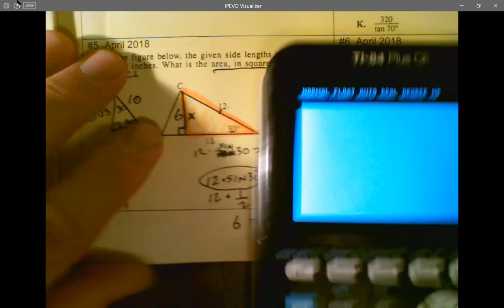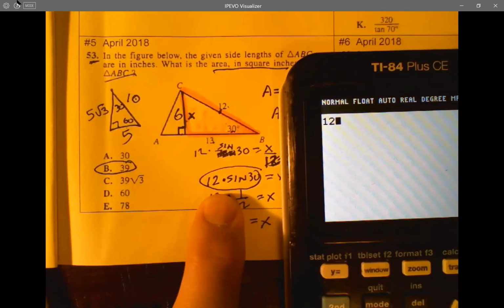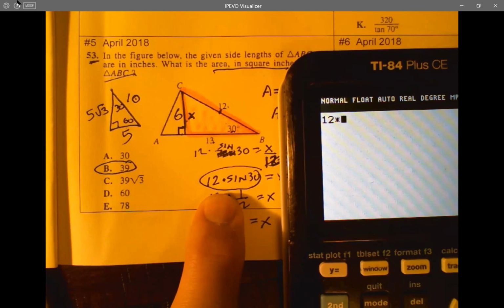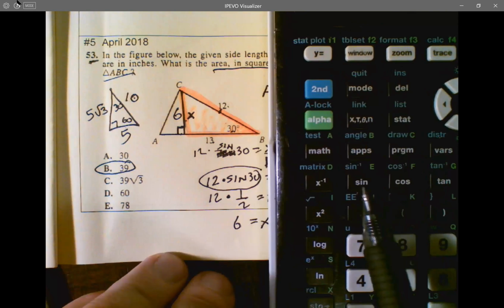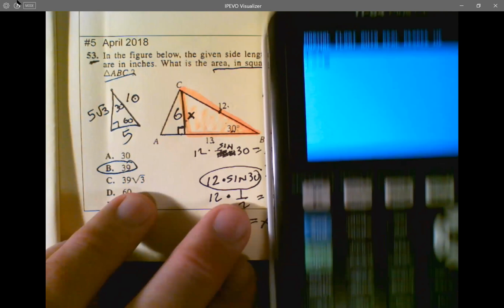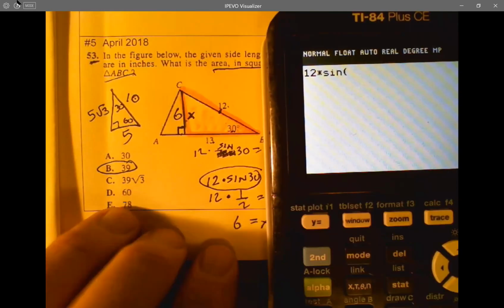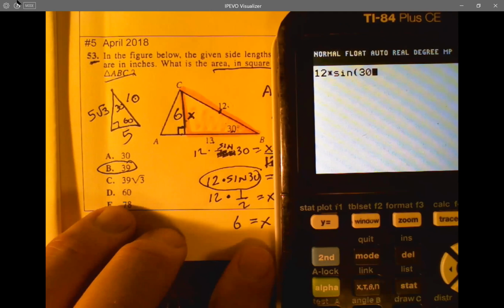Okay. So I'm going to type in 12, and then times sine. To get the sine, you've got to press the sine button. It looks like sin. I press that, and then I type in the number I'm taking the sine of, 30. Now, you can either close the parentheses, which is above the 9, or not. Either way, it'll give you the right answer.